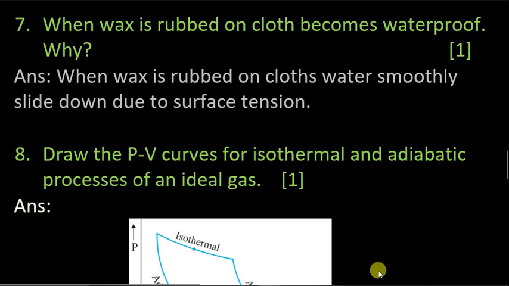Now, next question is, when wax is rubbed on cloth it becomes waterproof. Why? It is because of the surface tension. When wax is rubbed on cloth, water cannot stick because of the surface tension. Like that, when a car is waxed, even during rain, rainwater cannot stick. It is because of the surface tension.